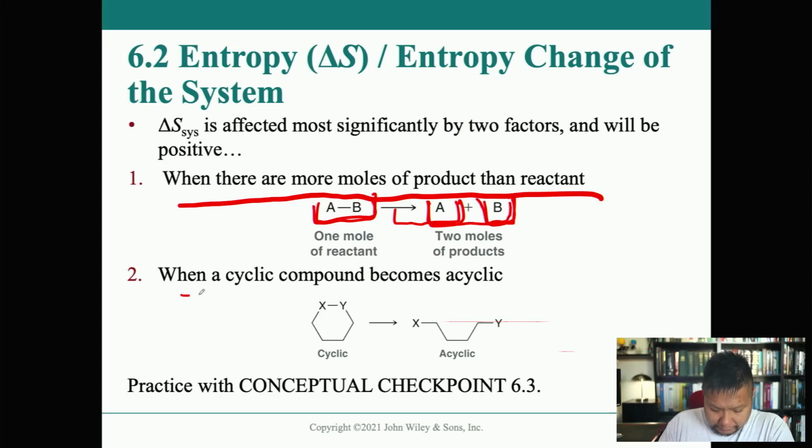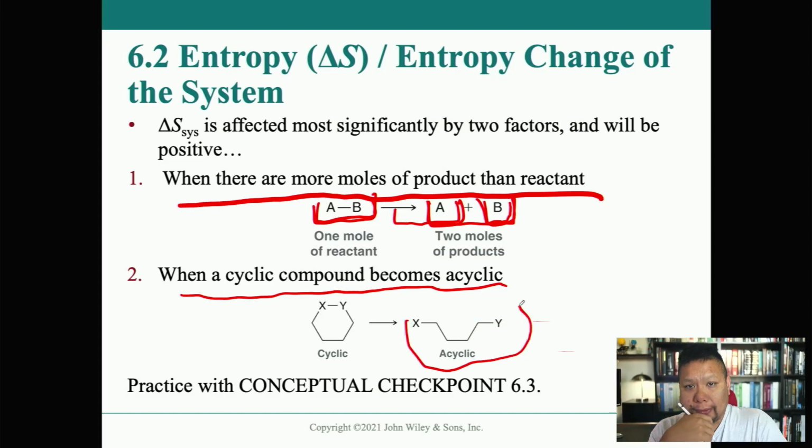And another way is if you have a cyclic compound and it becomes acyclic. In both of these, you're heading towards more disorder, because you started with 1 and now you have 2. Or here you had the cyclic organized into a nice little circle, and now you've broken it open. So both of these are going towards more disorder, and these will affect the delta S system to make it positive.